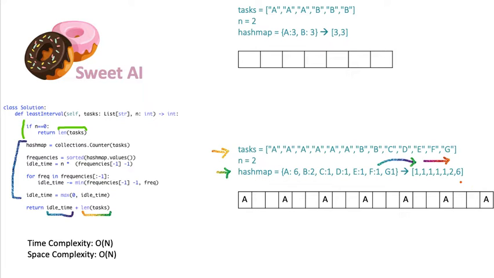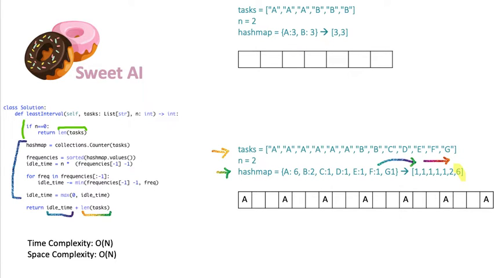So what is the benefit of that? We know that the biggest number that we have here is the maximum number of idle time or cooldown time that we need.